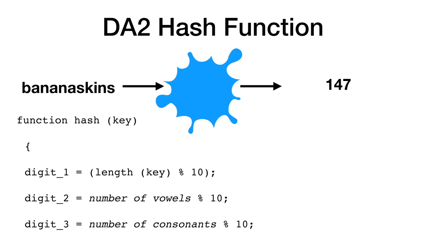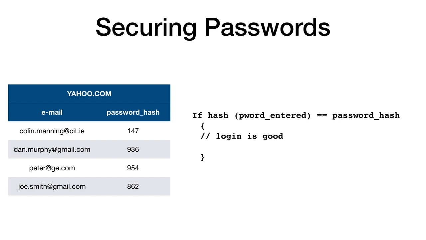So if we go then to our password table, instead of storing colin.manning@cit.ie and banana skins next to it, in the table of the passwords, we would store only the hash of the password. So at some point in the past, we've asked Colin Manning for his password, but we didn't store it. We hashed it and then stored the hash.